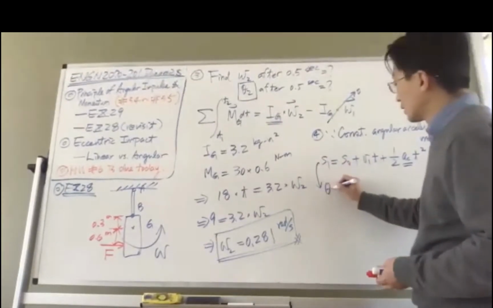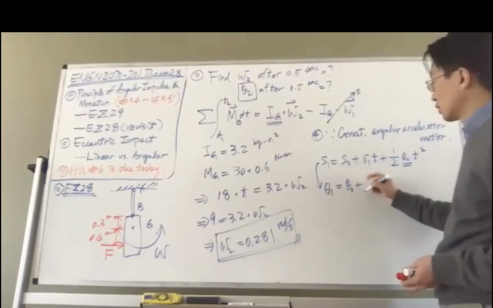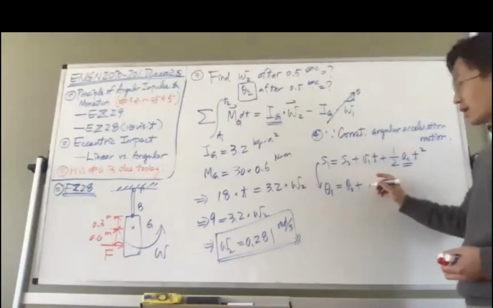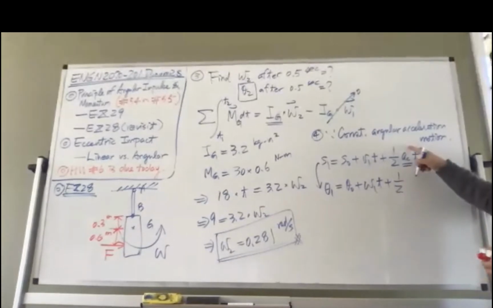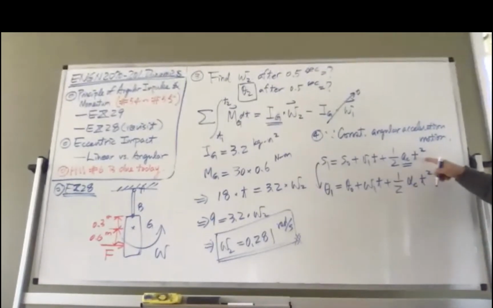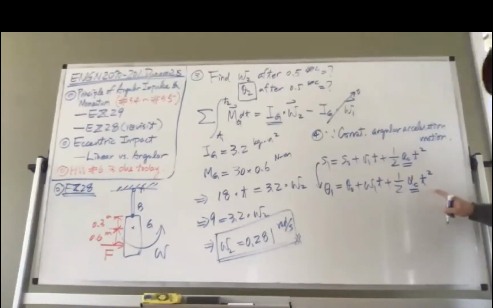Now, all you have to do is convert this from the linear version to the angular motion. So we're going to say that S1, you replace with theta 1. This will be theta naught plus, how do you replace V? With omega. So this is going to be omega 1 T plus 1/2 of, you replace AC with what? With alpha C, T squared. So up here is the linear motion for constant acceleration motion, and down below here is the angular version in constant acceleration motion.